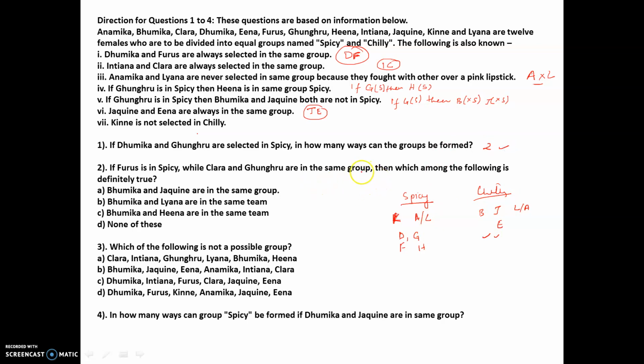Now some people have answered question number 2 as A, thinking that if G is in spicy, then B and J are both not in spicy and hence they have to be together. It's not that. It all depends whether G is in spicy or not. So we have to use some different condition for the second question. Ideally, we'll have to erase the information that is here.